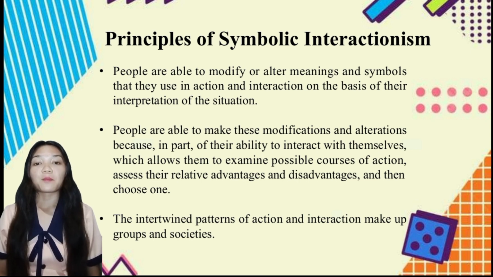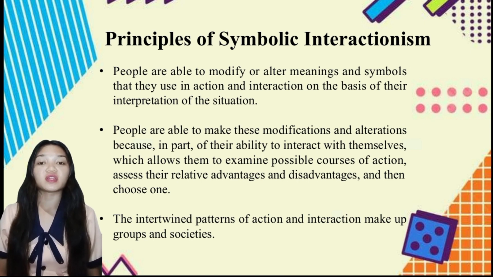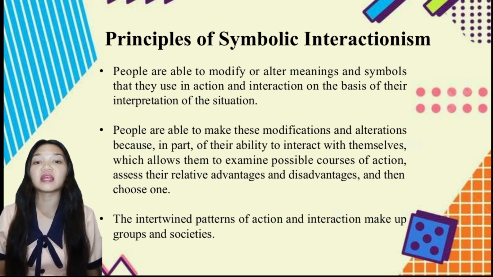Number six, people are able to make these modifications and alterations because, in part, of their ability to interact with themselves, which allows them to examine possible courses of action, assess the relative advantages and disadvantages, and then choose one. Number seven, or the last, the intertwined patterns of action and interaction make up groups and societies.